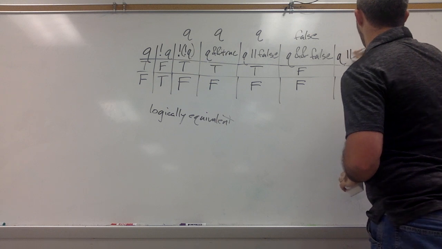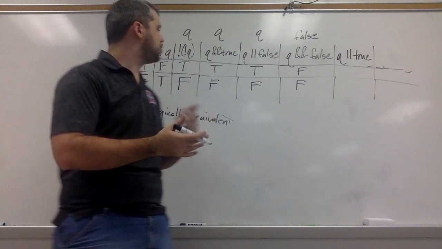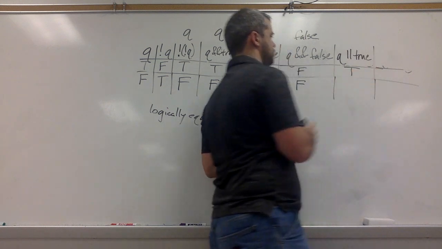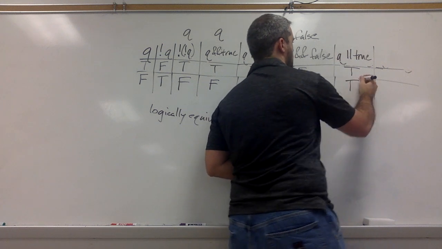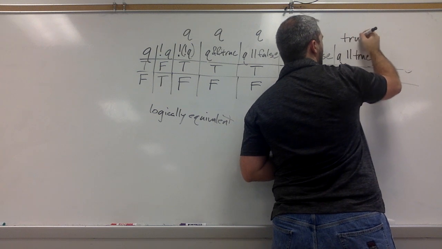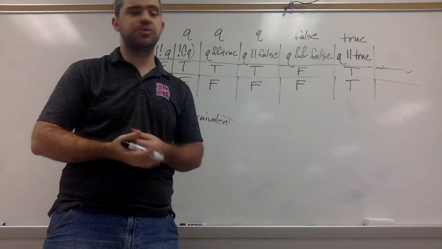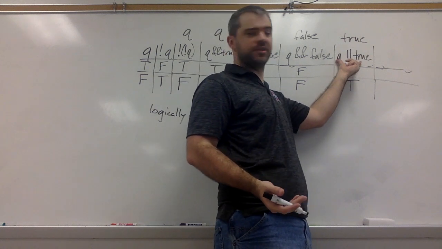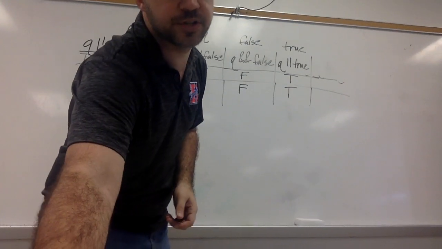Q or true. Okay, so Q or true. So true or true is true. False or true is true. So this is always going to be true. Which makes sense. You only need one statement to be true, and you already have a true statement. So this is redundant. You might as well go ahead and say that it's true. Scooch this over just a little bit.